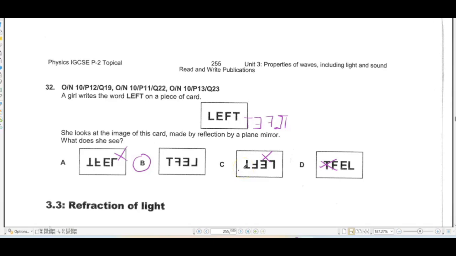So I hope you understood the concept of reflection of light by doing these questions.